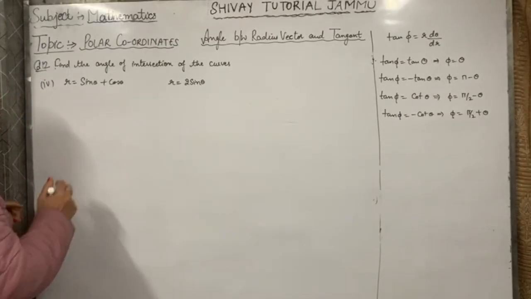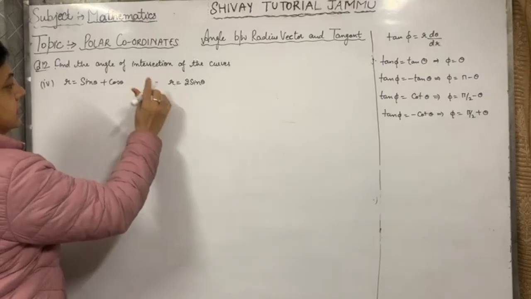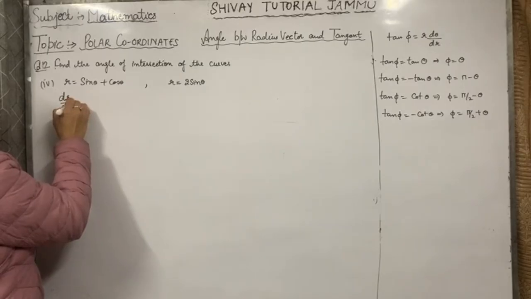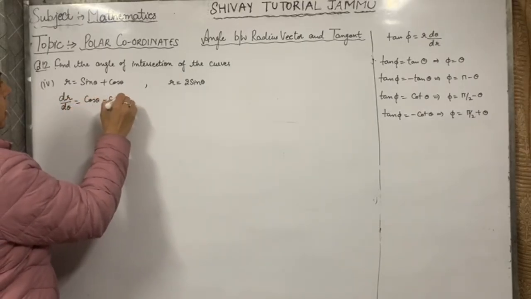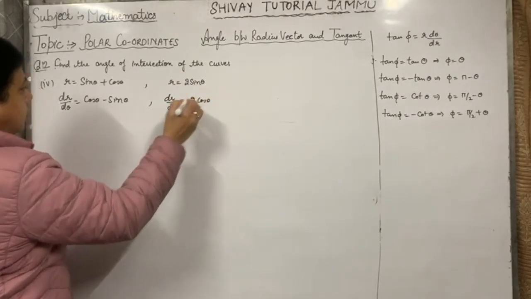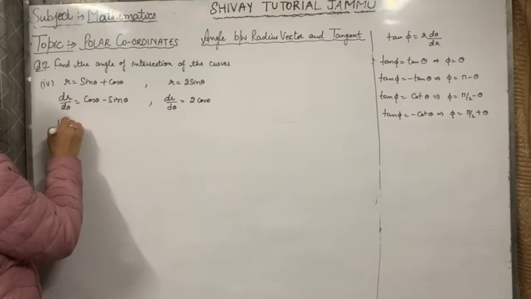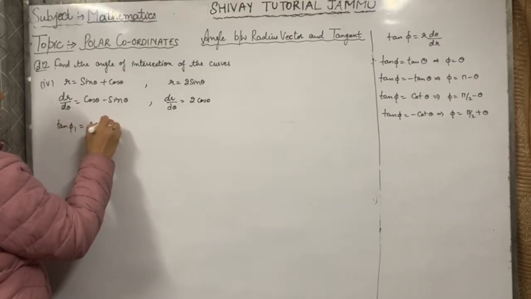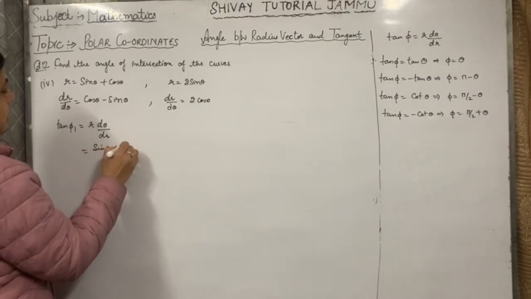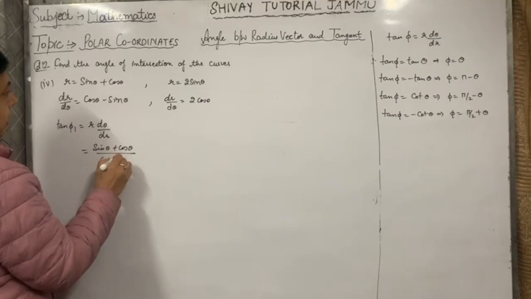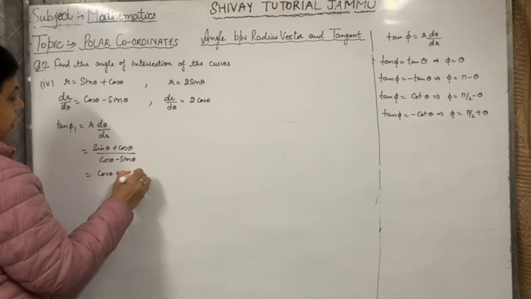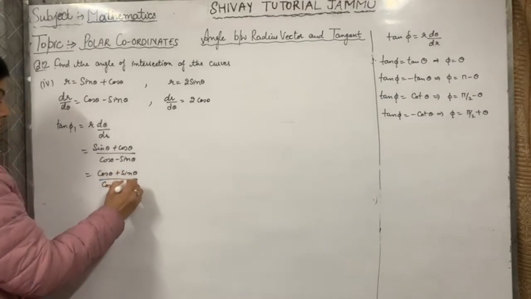Next question, fourth part. r is sin theta plus cos theta and the second curve equation is r is equal to 2 sin theta. Firstly, we will find dr by d theta. It is cos theta minus sin theta, and dr by d theta is 2 cos theta. So tan phi 1 is r d theta by dr, r is sin theta plus cos theta upon cos theta minus sin theta. I can write it as cos theta plus sin theta upon cos theta minus sin theta.